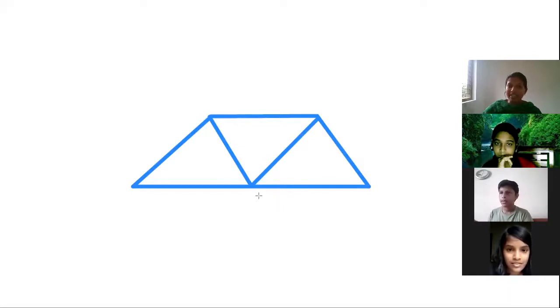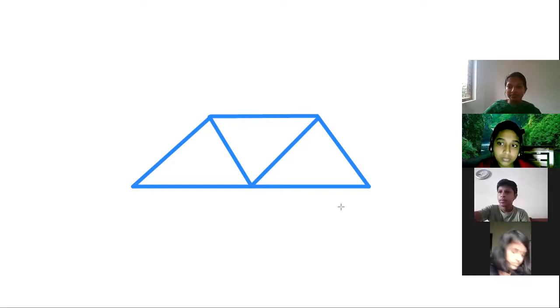Which are the parallel sides here in this trapezium? Trapezium is a 4-sided quadrilateral having one pair of parallel sides. Then here, which are the parallel sides? This one and this one. These are the parallel sides.